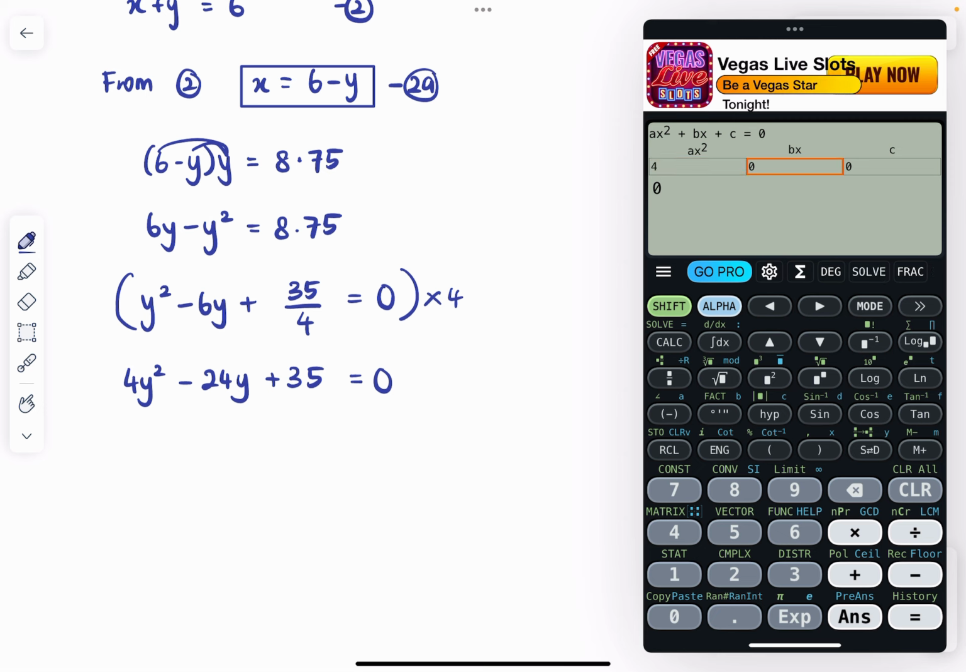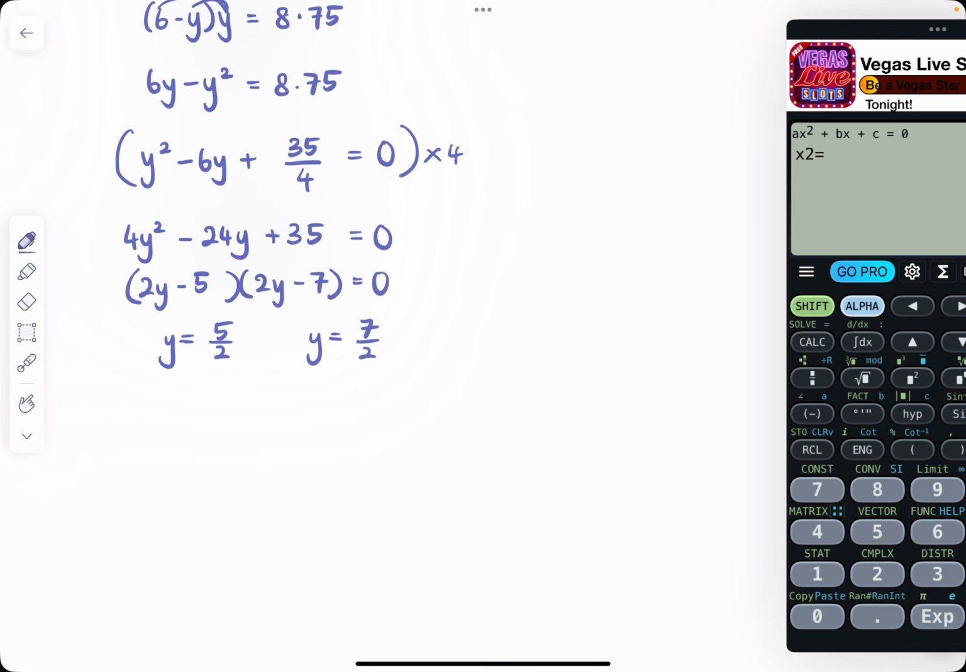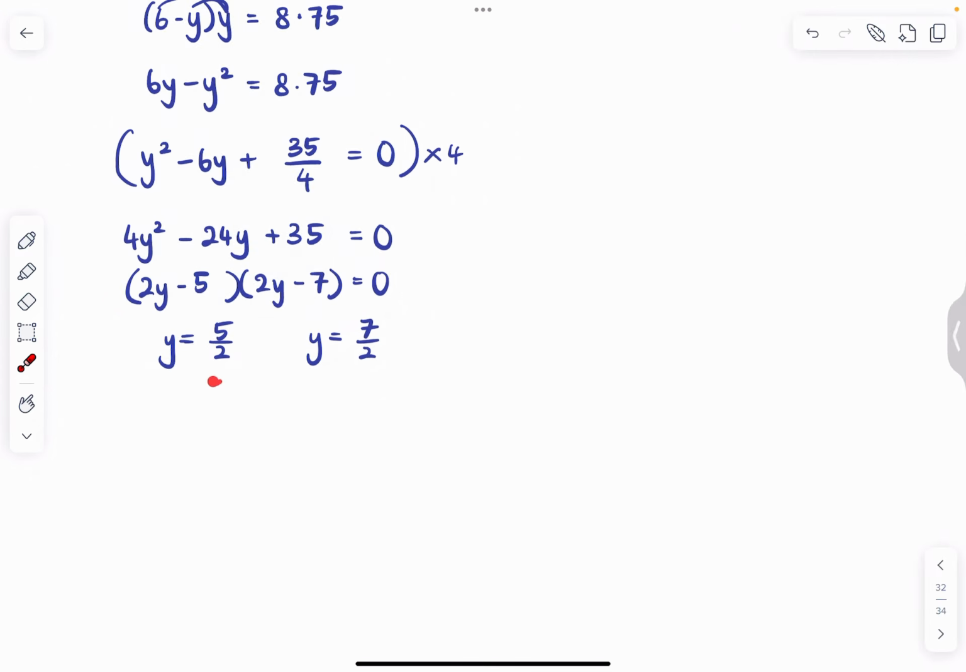So a is 4, b is negative 24, c is 35. So y equals 5 over 2 and y equals 7 over 2. Putting them in the bracket, we'll get (2y minus 5) and (2y minus 7). Alright, these are our two possible values of y.